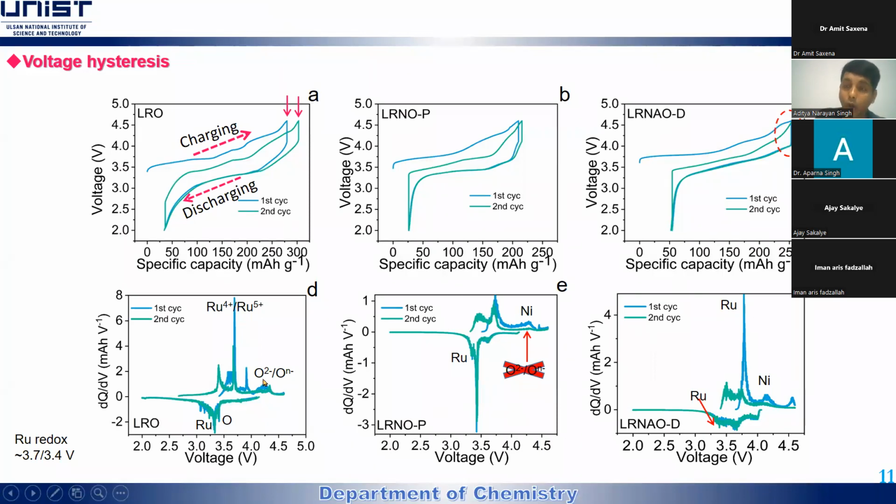But this is also vital because since oxygen is involved in the reaction, it has a propensity to leave. That's the reason, despite having the higher capacity, around 300 milliampere hour per gram, it has a higher voltage hysteresis. But when we doped with nickel, we could see that from the second cycle, the oxidation is suppressed. Finally, when we dope with aluminum, we find no oxygen redox.